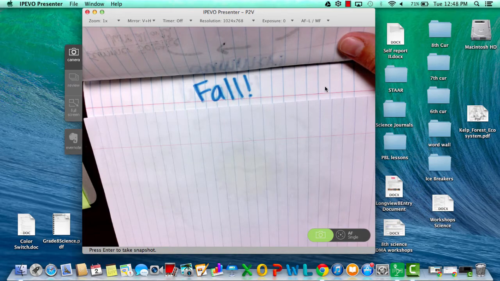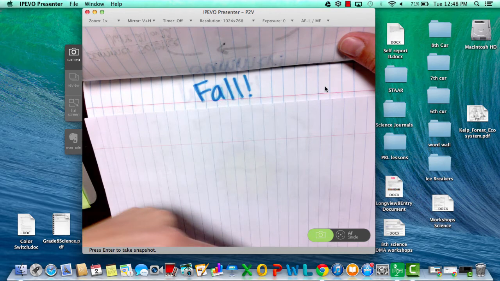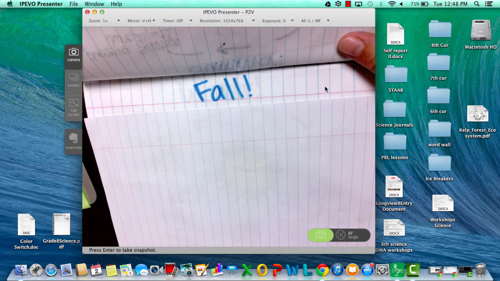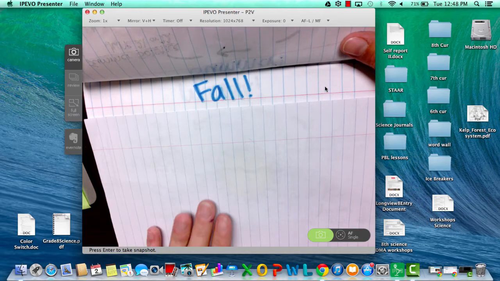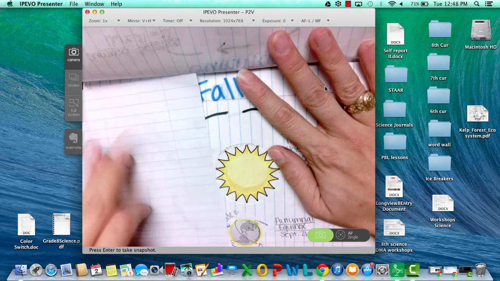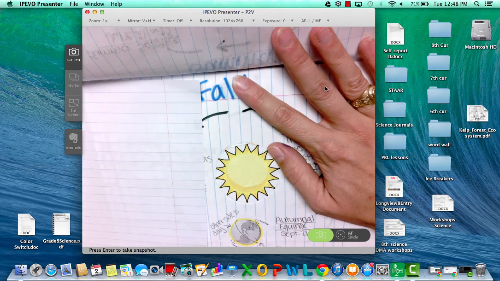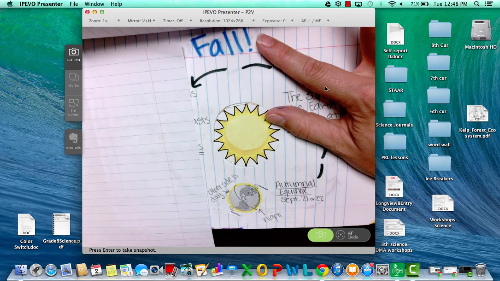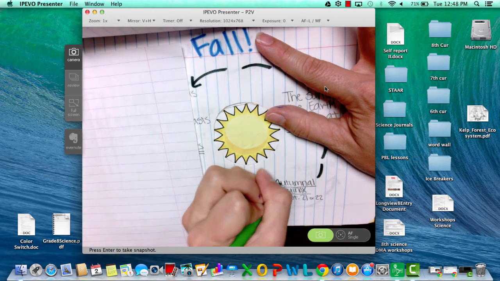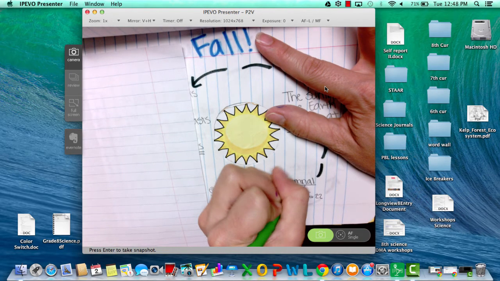So where do you think we need to place our earth for fall? Are we going to put it at the top or at the bottom? Well, if you keep in mind, everything in space rotates and revolves counterclockwise, so that means we're going to put it on the bottom. Okay? This day is called the autumnal equinox, which stands for autumn.